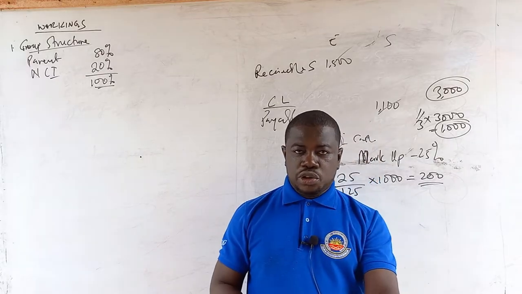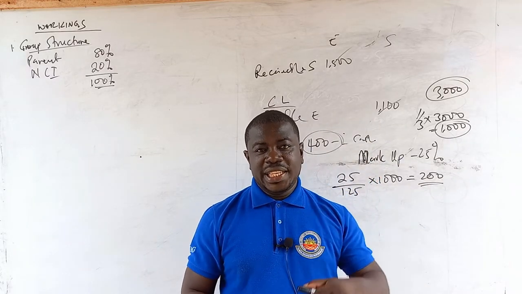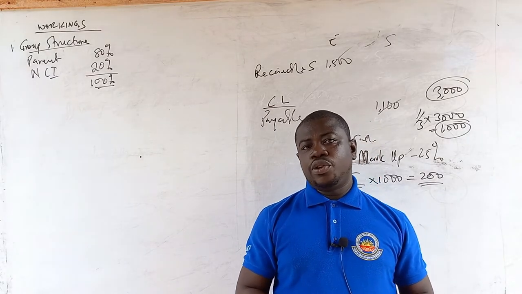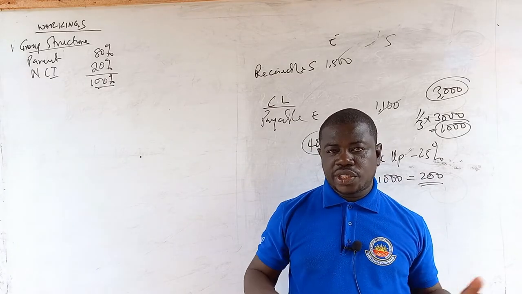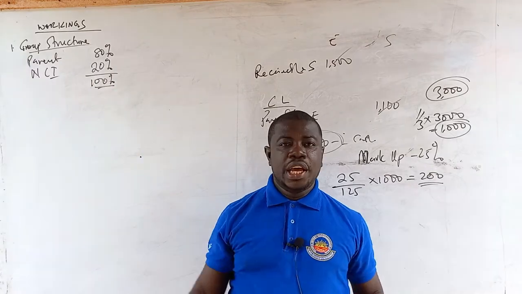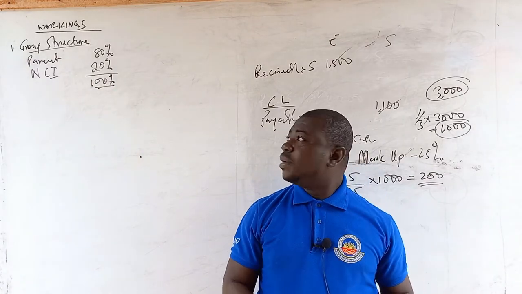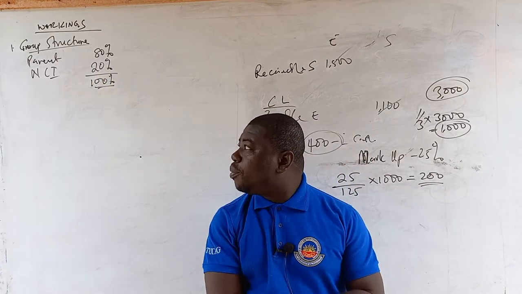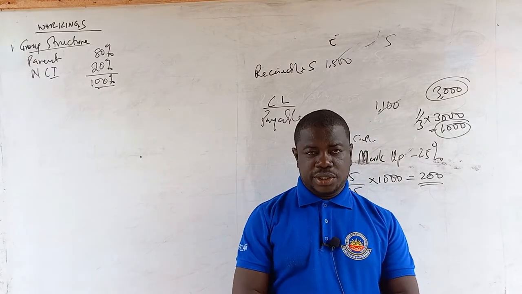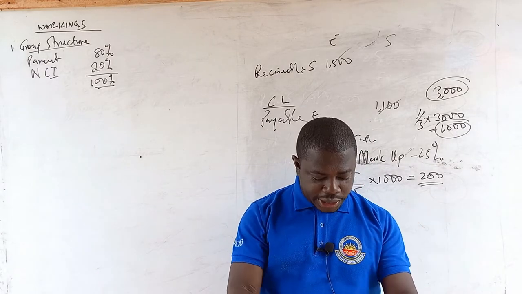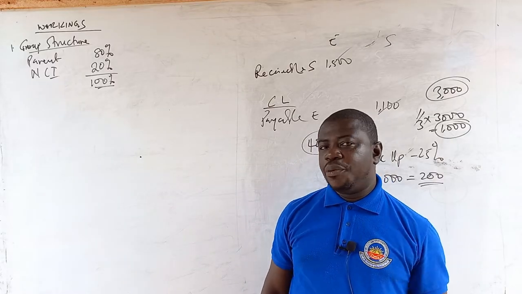And so the NCI will also suffer a portion of the loss, just as the income surplus of the group will also suffer a percentage of the loss. So we are going to apportion the loss according to the percentage holding so that each of them will suffer. Both the group, the parent company, and then the NCI will all suffer their loss. All right. So this is it with the additional information analysis.